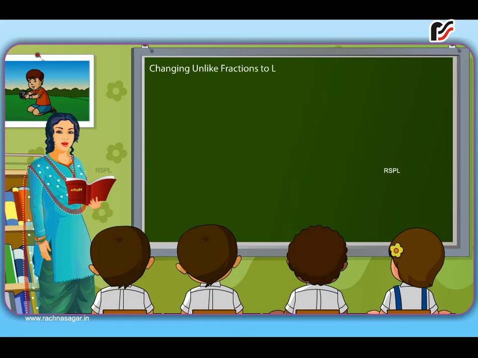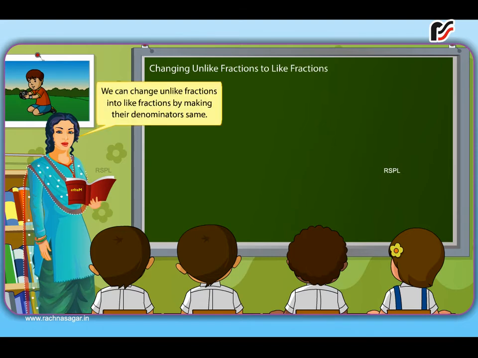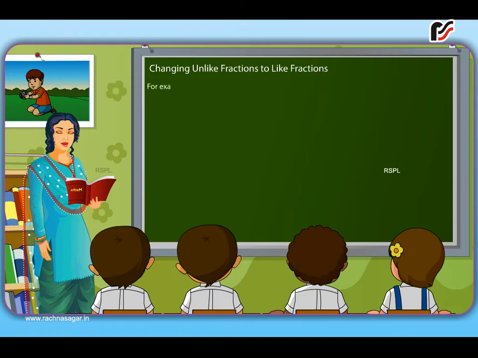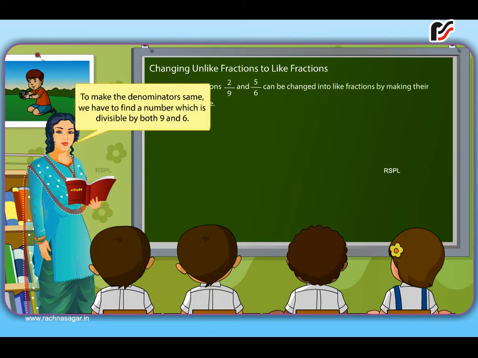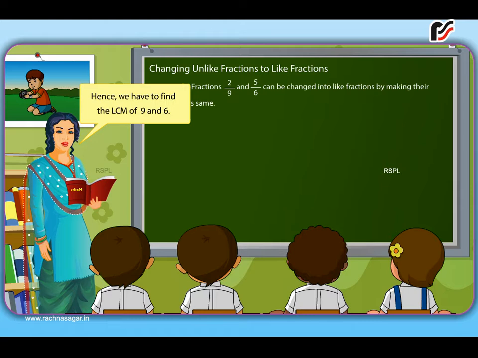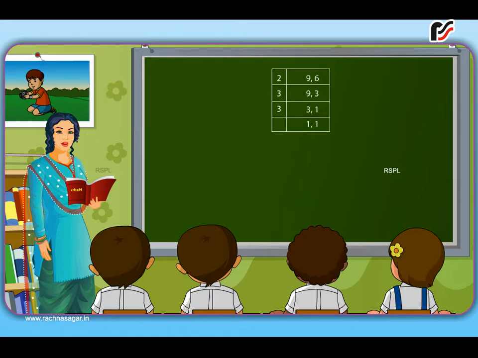Changing unlike fractions to like fractions. We can change unlike fractions into like fractions by making their denominators same. For example, fractions 2/9 and 5/6 can be changed into like fractions by making their denominators same. To make the denominator same, we have to find a number which is divisible by both 9 and 6. Hence, we have to find the LCM of 9 and 6.